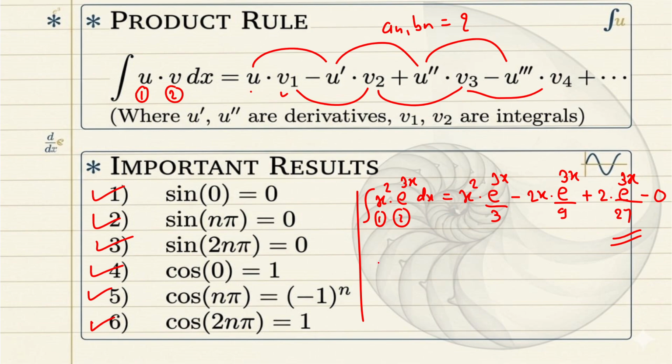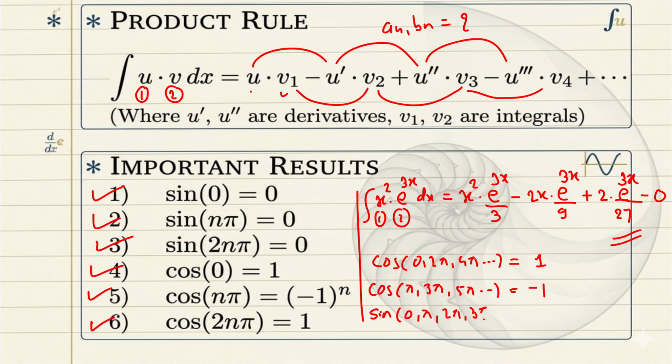Or simply remember this: in cos, for 0, 2 pi, 4 pi, if the angle is even the value is positive 1, and for pi, 3 pi, 5 pi, if the angle is odd then its value will be negative 1. Remember this. And in sine, for 0, pi, 2 pi, 3 pi, 4 pi, whether the angle is odd or even, its value is always 0. Remember this, because the sine pi series is 0. So these are some important values you should remember while solving Fourier series questions.